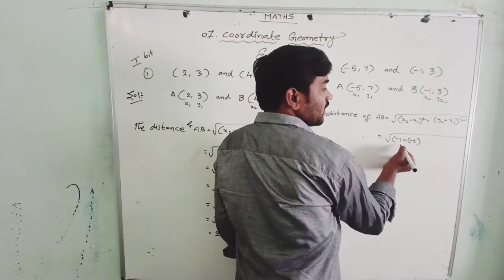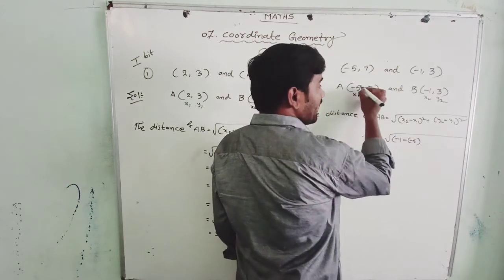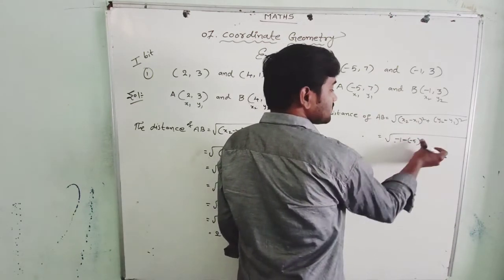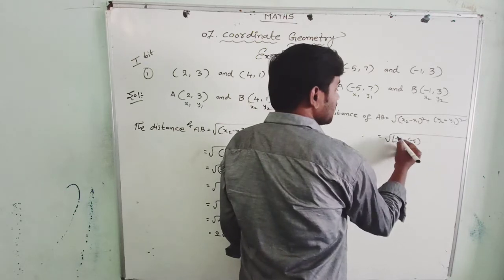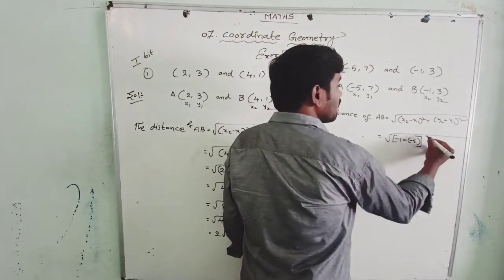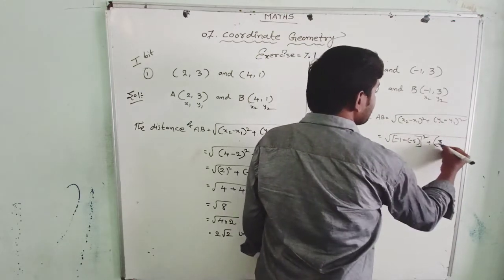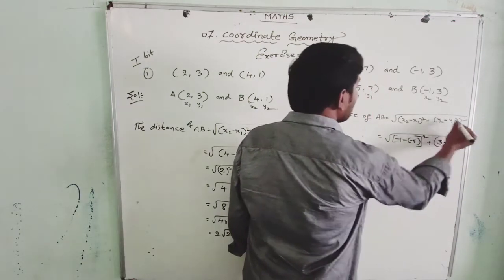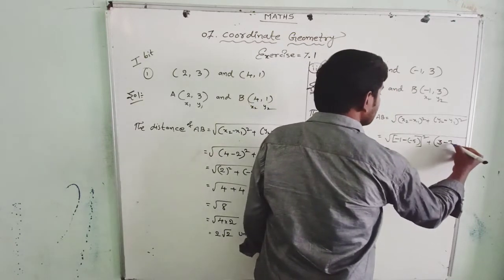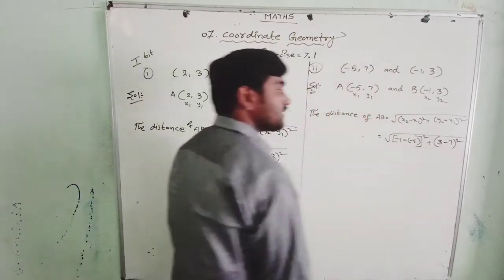Minus according to the formula, and the x1 value is minus 5. Both times you get minus. See, both the times you got minus, whole square, plus the y2 value is 3. Here the minus in the formula and the y1 value is 7, plus 7 only. So write it as it is like that.